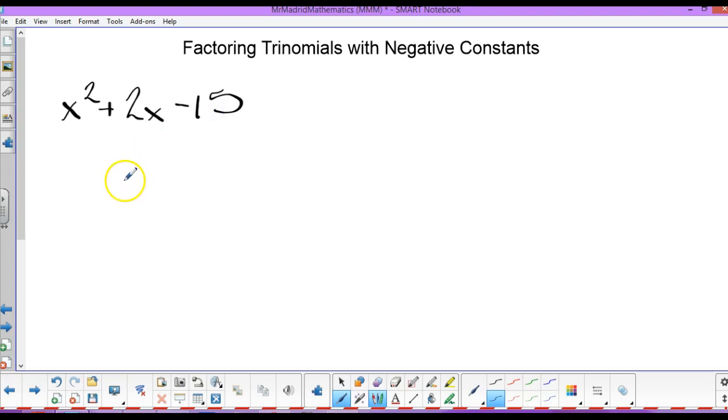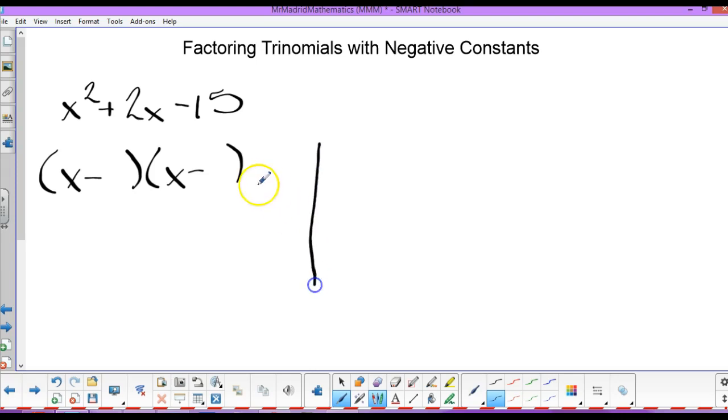This is my trinomial. Let's set up the skeleton: x minus, x minus. My only job is to fill in the blanks, and let's review how to do that. On this side we'll have negative 15, on this side we'll have 2, and I am to find two numbers that multiply to give me this, take those two numbers, add them, and see if they give me a match here.